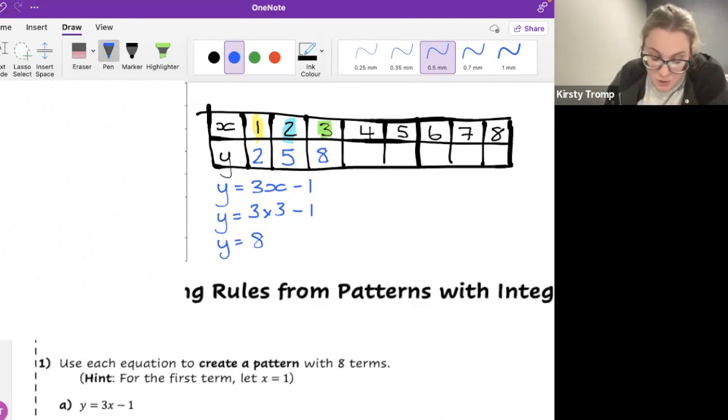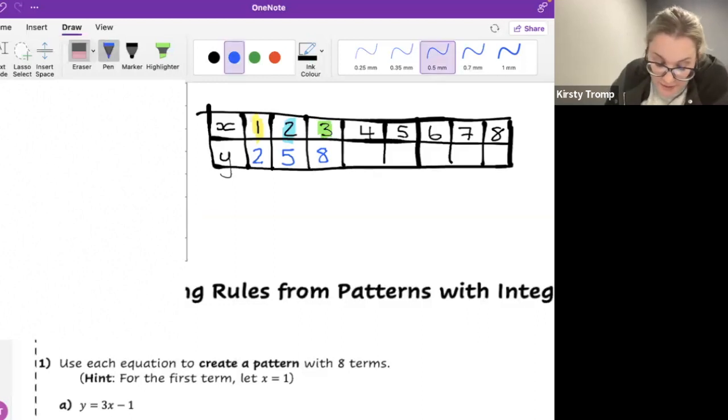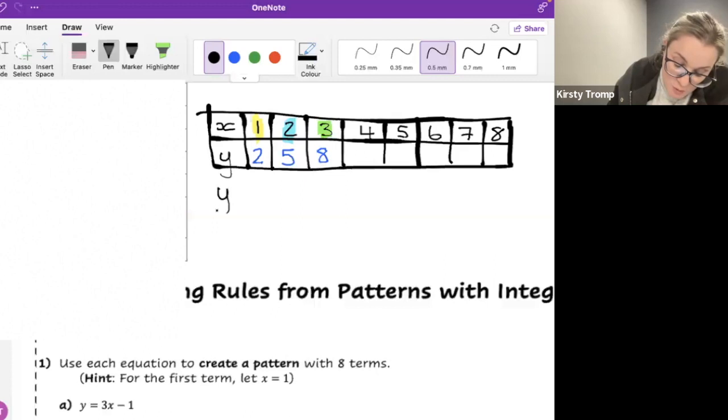Okay, so what I did was I had a look at what the question asked me. The question says, use each of the equations to create a pattern with 8 terms. A, y is equal to 3x minus 1. So I used the rule that they gave me, and the rule they gave me was y is equal to 3x minus 1. Does that make sense?